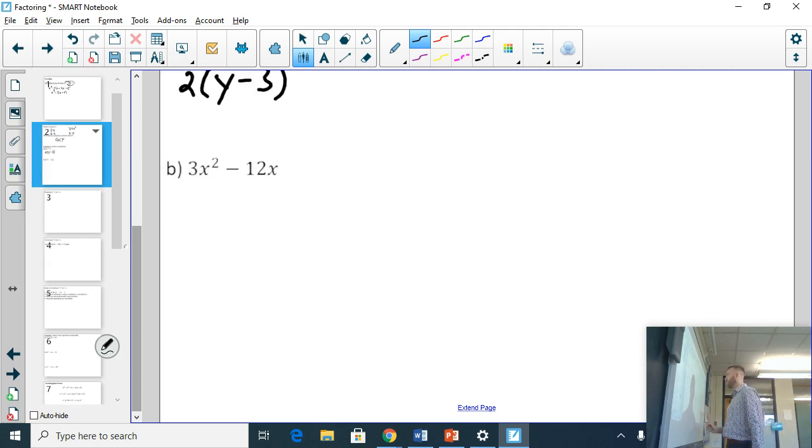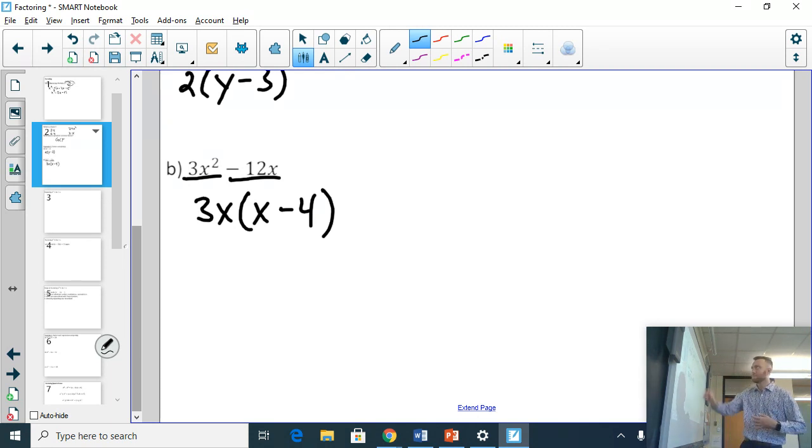And then for a quick one here, 3x squared minus 12x. Again, I see that I can take a 3 out of both of those things, but there's something else we can take out of both, and that is an x. So 3x times what gets us 3x squared? Just x. And 3x times what gets us negative 12x? That would be minus 4. And then just double check: 3x times x gets us 3x squared, and 3x times negative 4 gives us negative 12x.